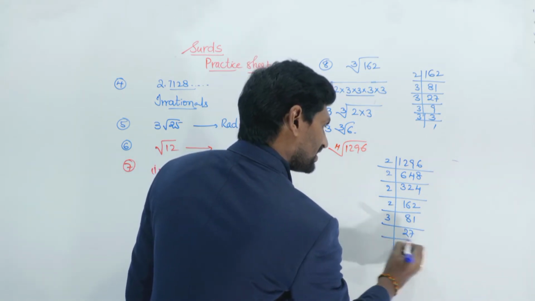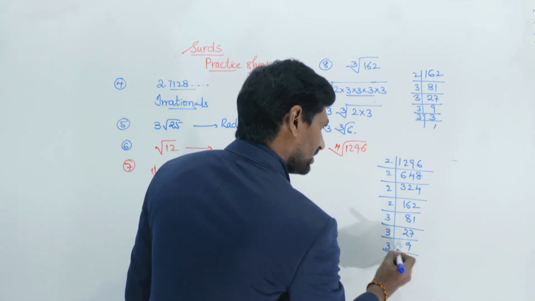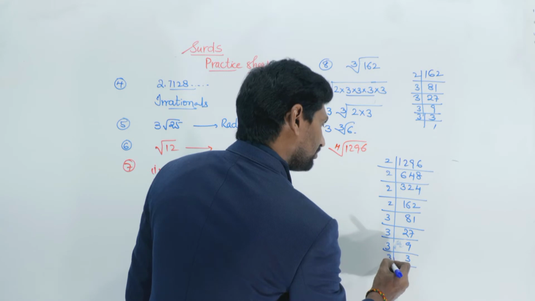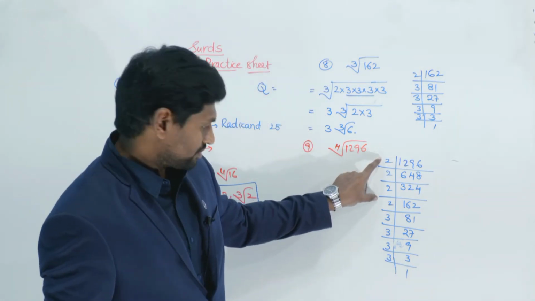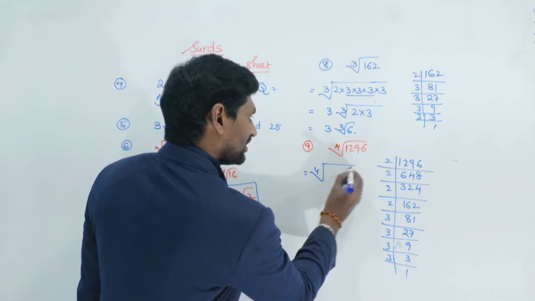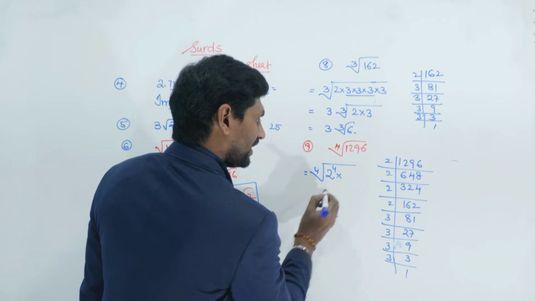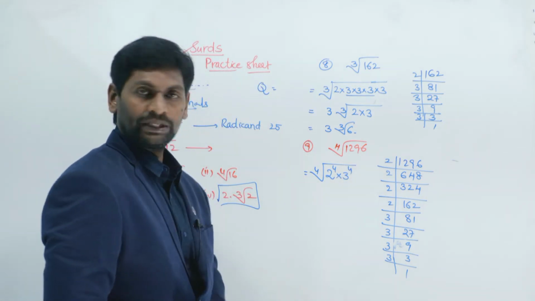3 table 27. 3 table 9 times. 3 table 3 times and 3 table 1 time. So while you are observing that 2 is presenting 4 times, 3 is presenting 4 times. So we can write this as 2 power 4 into 3 power 4. Am I right? 2 power 4 into 3 power 4.